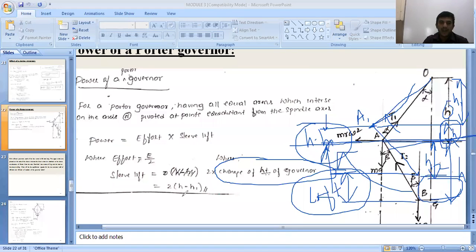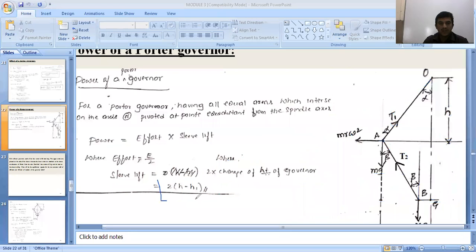First you determine h for equilibrium speed. Then when you increase the speed to r equal to r1, h becomes h1. Then see what the change in height is. Then just multiply by 2, and you will get the sleeve lift. Okay. The sleeve lift is nothing but 2 times h minus h1. Okay.